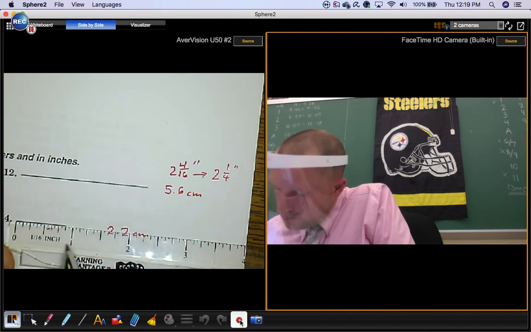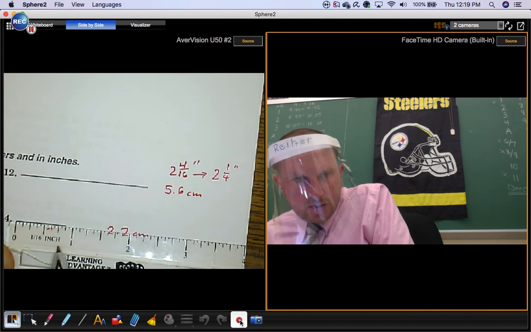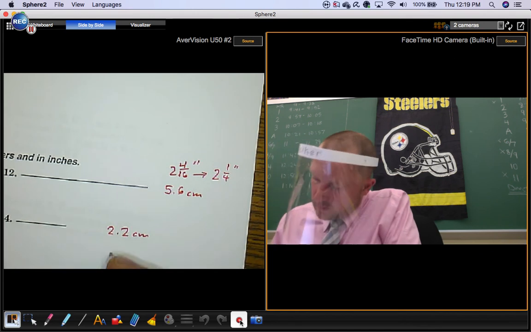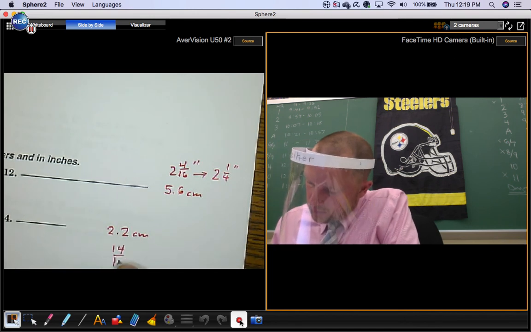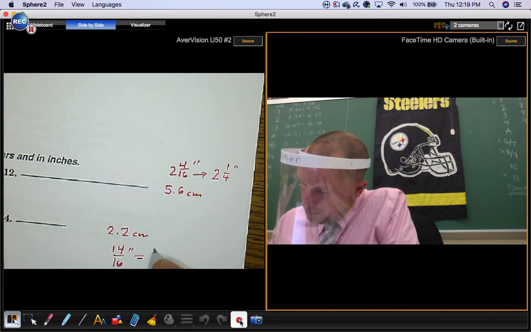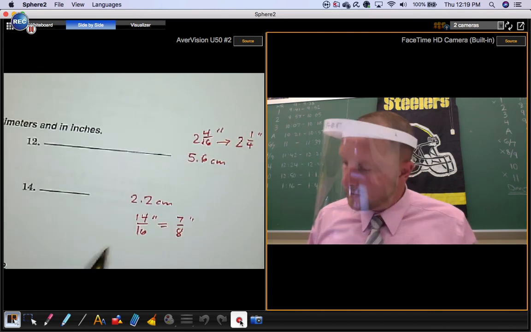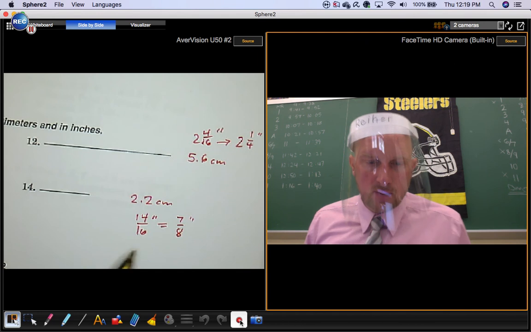Last one, we're not quite to an inch, so that would be 15/16 if we're counting backwards, and that one would be 14/16. So measuring is as simple as counting and then reducing your fractions.